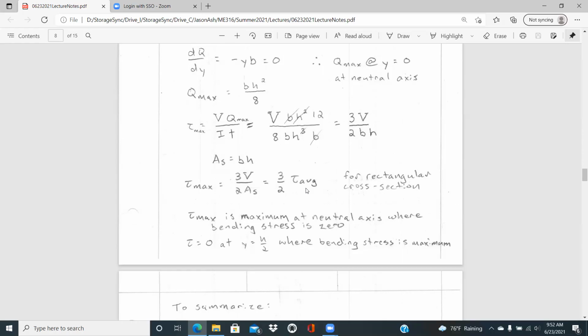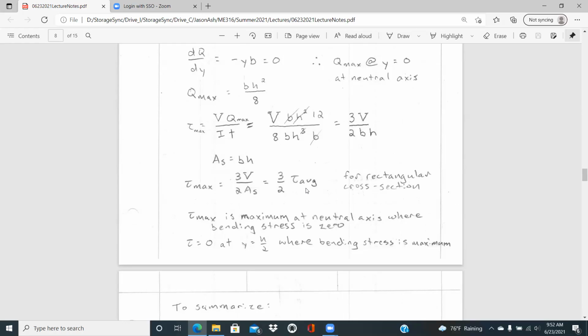And so one thing to note about that whole process is that tau max is a maximum at the neutral axis, where the bending stress is equal to 0. And then the shear stress is 0 at the top and bottom of the beam when your bending stress is maximum. So this makes it a little bit easier for a combined loading aspect, since when you have your maximum normal stress due to bending, you don't have a shear component. When you have your maximum shear stress at the center of the beam, you don't have a normal stress component.